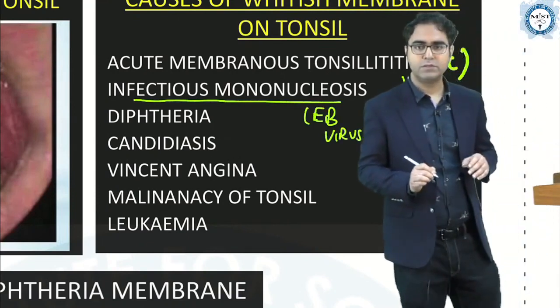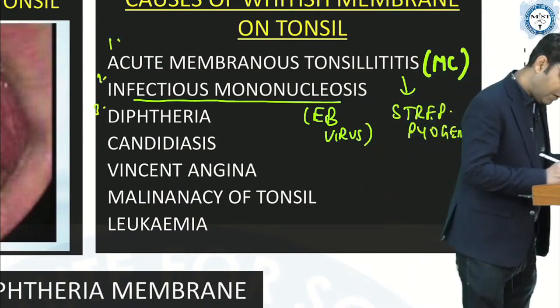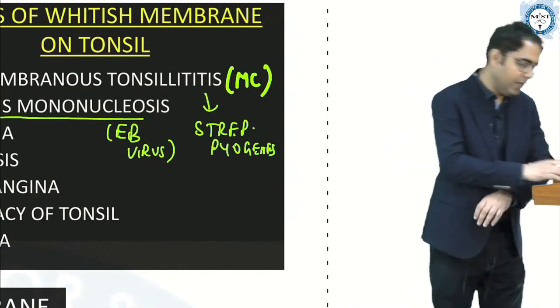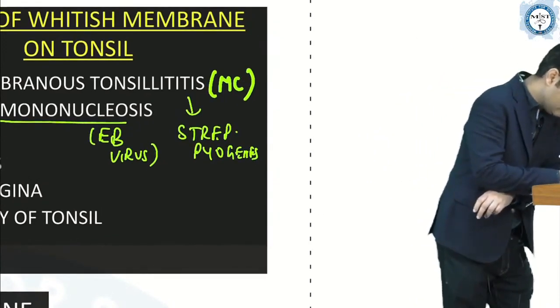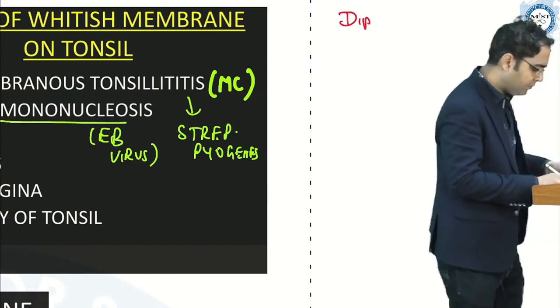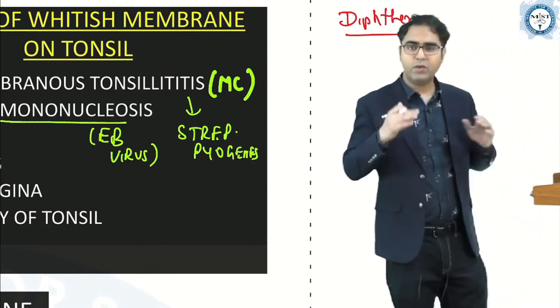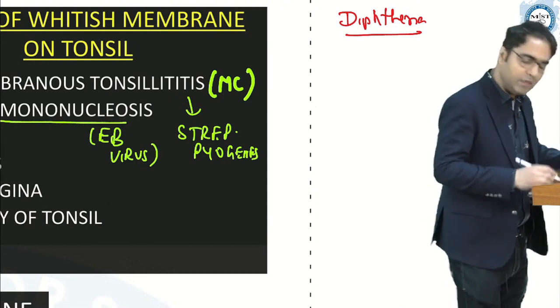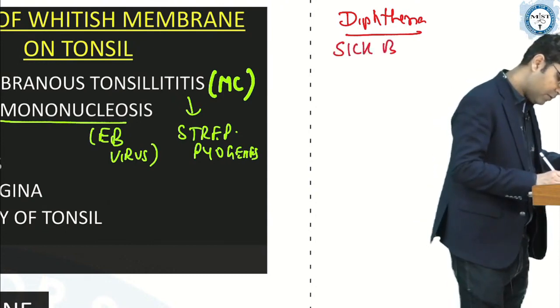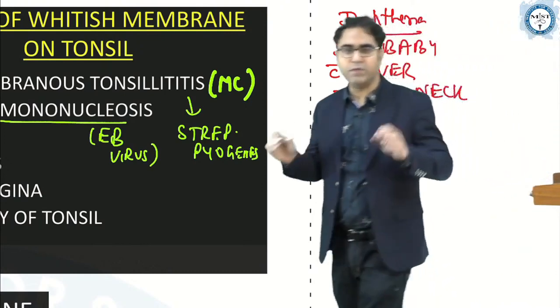Number three, diphtheria. Now, diphtheria is important, beta. Everybody, write on the sidebar, diphtheria. What are things to be looked for in diphtheria? How to conceptualize diphtheria for the ENT questions? Diphtheria, first of all, is a sick baby with fever, with bull neck.